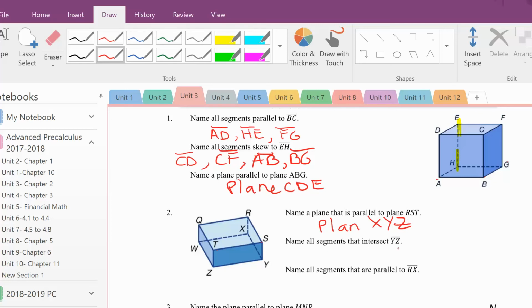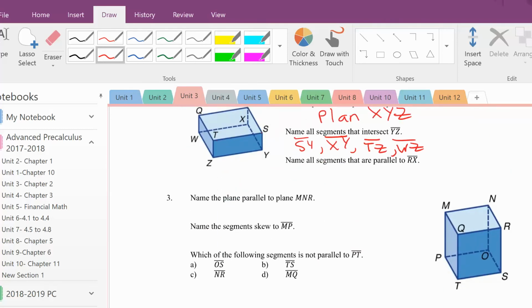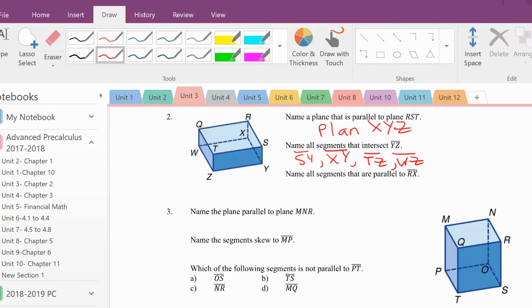Name all segments that intersect YZ. Well, YZ is right there, so SY intersects it. Same with XY. Same with TZ, the segment. Same with WZ. Those four intersect YZ. Name all the segments that are parallel to RX. RX is up here at the top, right here.